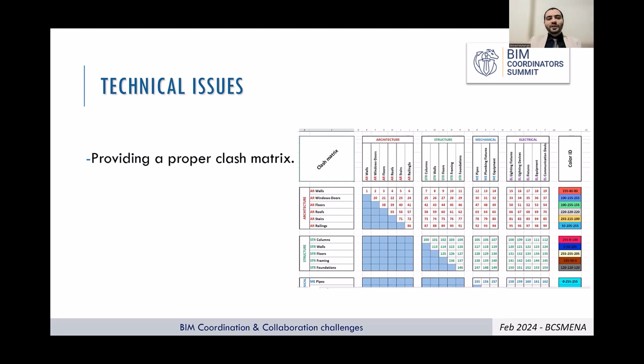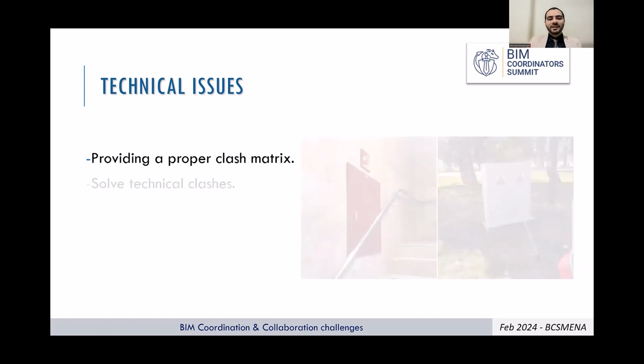For myself, I started early. When I received the design models, I checked what clashes I had. So starting with design models, then going to construction models, general clashing, and then dividing the clashes into elements and studying the clashes and technical clashes.